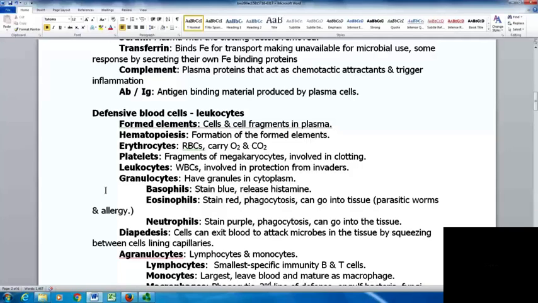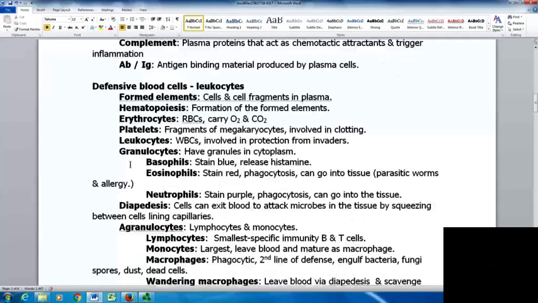The term leukocyte just refers to white blood cells. Cytes are cells, leuko is white. These are involved in protection from invaders. The granulocytes are a type of white blood cell that are going to have granules in the cytoplasm. And we have three types of granulocytes. Their names all end in phils.